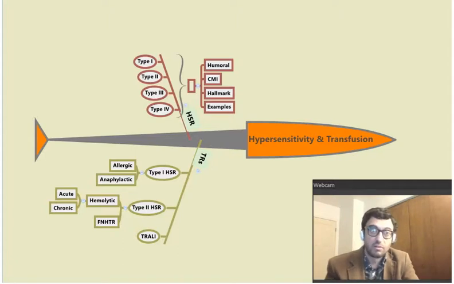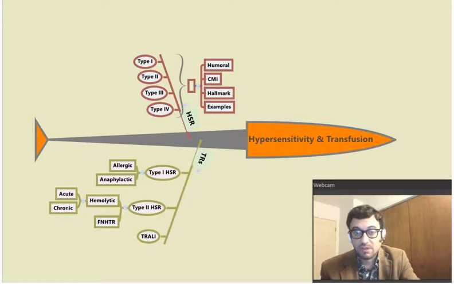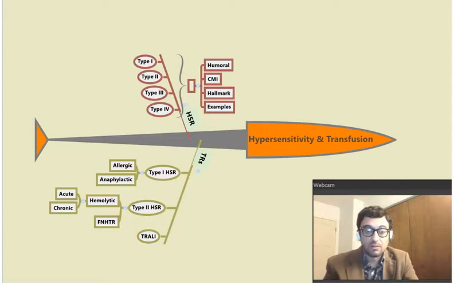But in type 2 hemolytic transfusion reaction, the antibodies are against RBCs, especially against ABO or other blood groups on the surface of RBCs, that would result in hemolysis. Which brings us to the next question. What's the difference in the clinical scenario?